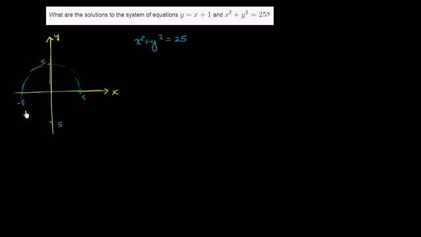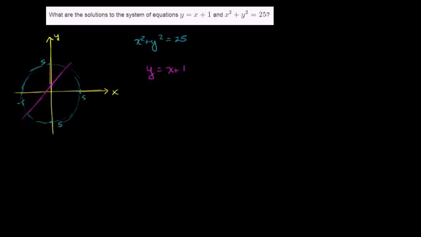So let me, there you go. Trying to draw it as close to a perfect circle as I can. And then y equals x plus 1. Y equals x plus 1 is a line of slope 1 with a y-intercept of 1. So this is 1, 2, 3, 4. The y-intercept is there. It has a slope of 1. So it looks something like this.